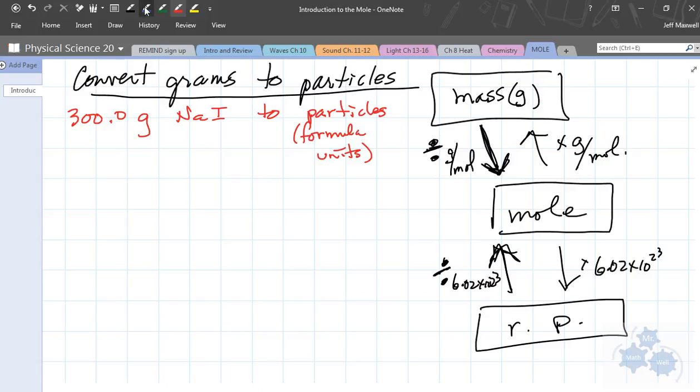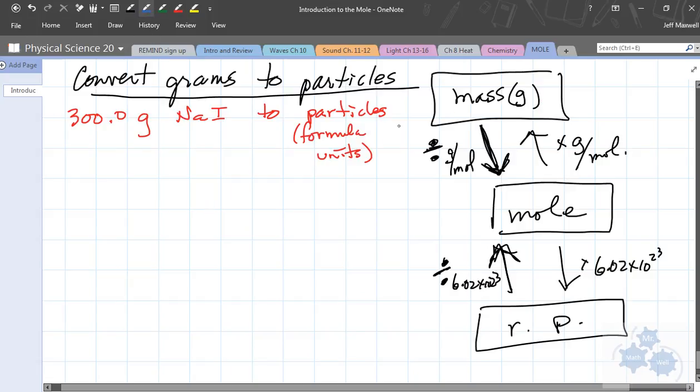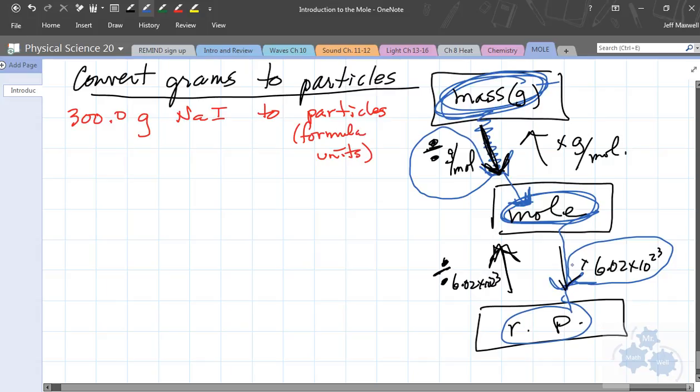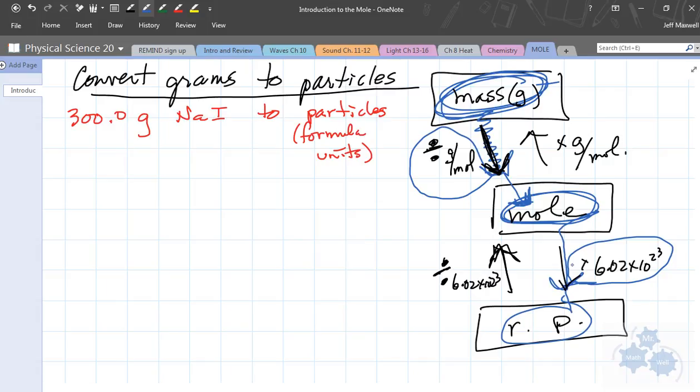All right, so if we just look at the big picture here, this is what we have to do. We're starting at mass. We have to go to moles, so I need to divide by grams per mole. Once I get to moles, I have to do another step, and I have to go down to representative particles. So I take that number of moles and multiply it by Avogadro's number. With this chart, it's kind of handy to know which multiplication or division you have to do. You just follow the chart and do what it says at each arrow.